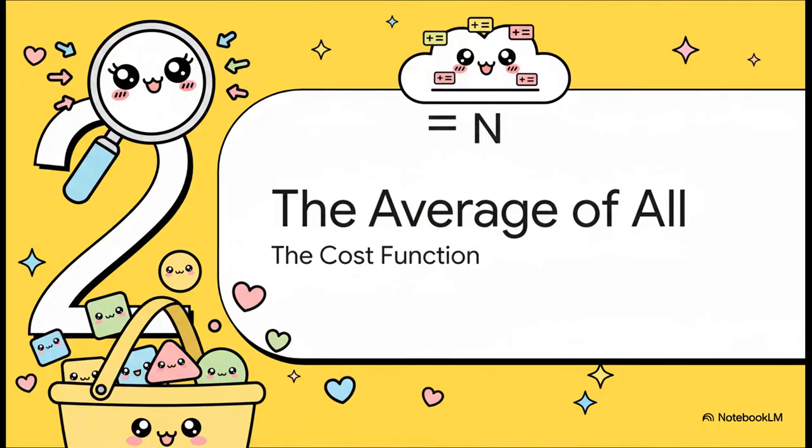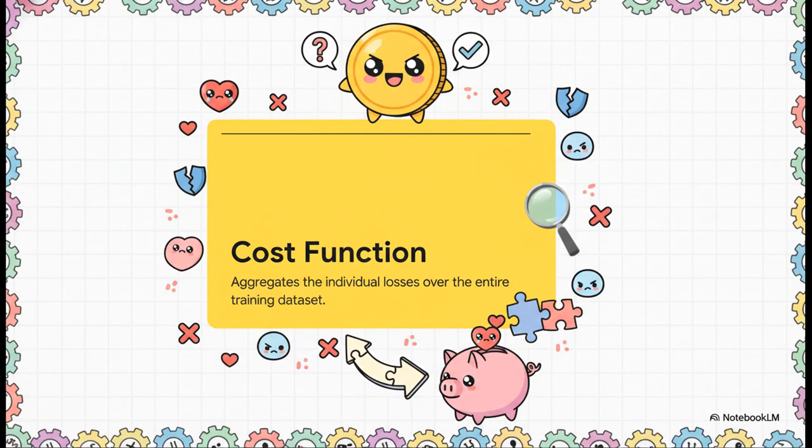Okay, so if loss is about just one mistake, how do we grade the whole performance? Well, for that, we need to zoom out, and now we can talk about the cost function. The cost function's job is to take all of those little individual penalties, the loss from every single example in your training set, and roll them all up into one single meaningful number. It gives us the big picture.